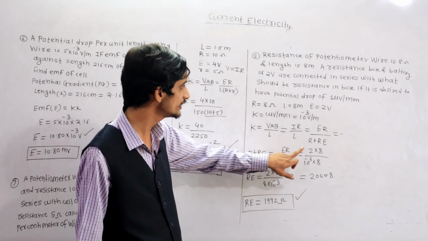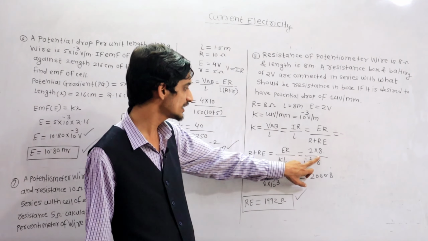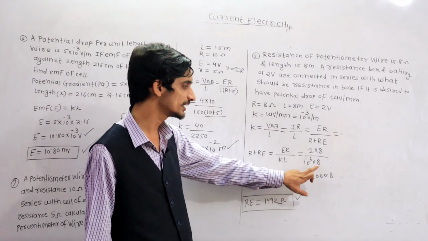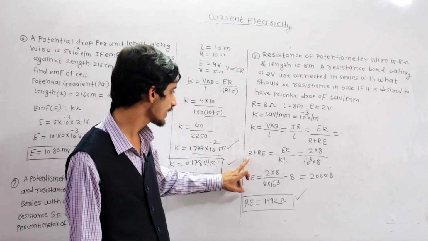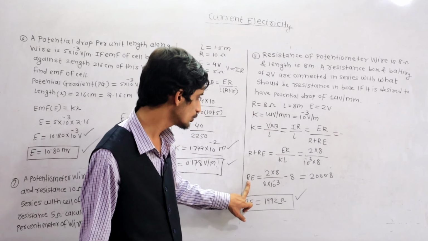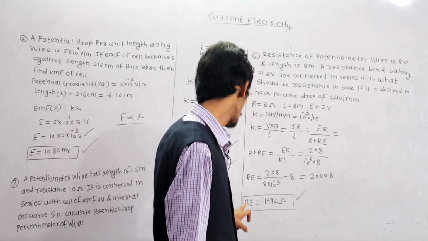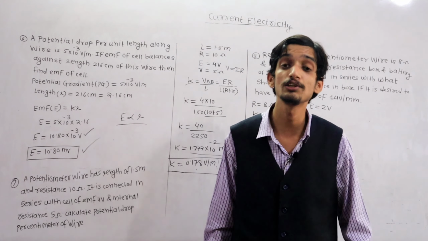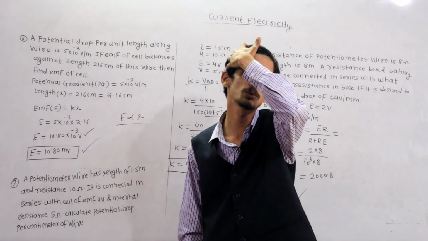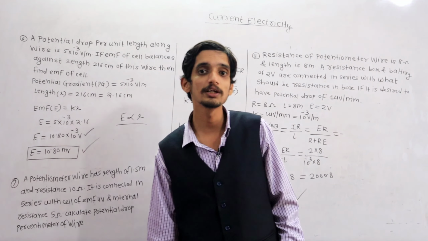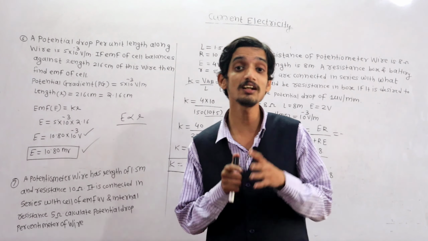Now substitute, E is 2 into R is 8 upon K is 10 raised to minus 3 into L is 8. So R plus R_E is equal to 2000 ohms, and 2000 minus 8 is 1992 ohms. So what is the value of external resistance? It is 1.992 kilo ohms. Okay, it is 1.992 kilo ohms. It is the external resistance.